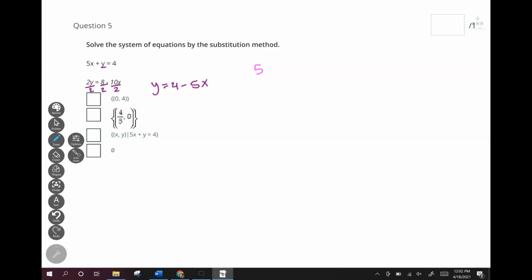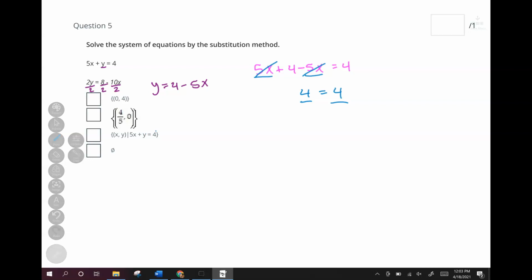So I have 5x plus 4 minus 5x equals 4. Combine like terms. 5x minus 5x cancels, and I have 4 equals 4. We know that if you are solving an equation and your variables all disappear, they are eliminated, and you're left with two numbers that are in fact equal to each other, like 0 equals 0, or in this case 4 equals 4, then you have infinitely many solutions. So all real numbers are solutions.